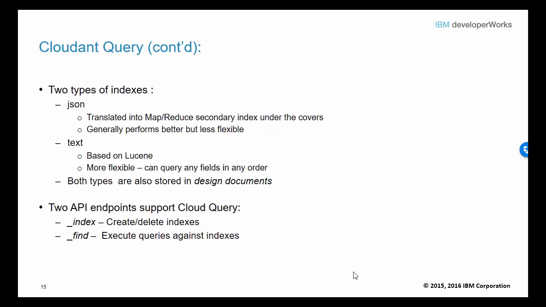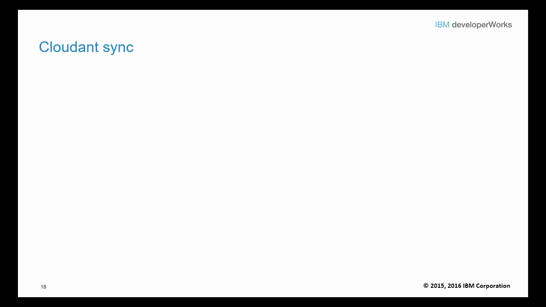Finally, there are two endpoints to support Cloudant Query. So after the Cloudant URL and the name of the database, there's an underscore index that is used for operations to create or delete indexes. And then there's underscore find, which is used for queries against indexes.